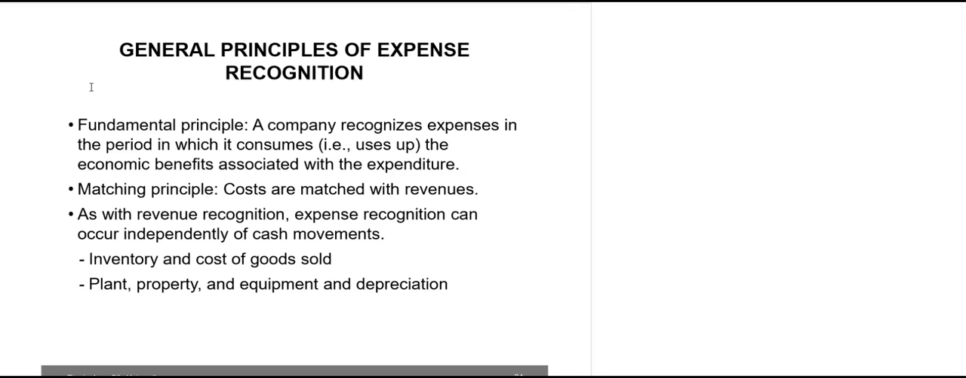Other expenditures create assets that will result in future benefits over a number of accounting periods. For example, building, equipment, prepaid rent, etc. In this case, the expenditures are allocated systematically with the passage of time. An example of this is the depreciation expense for long-term fixed assets.